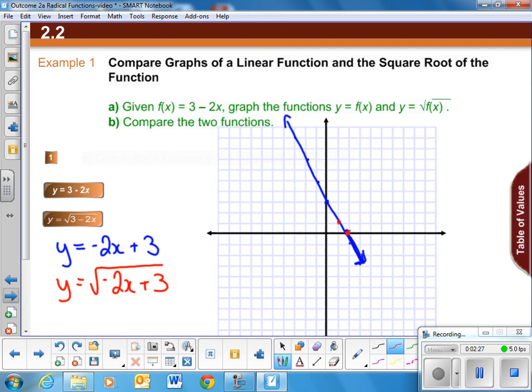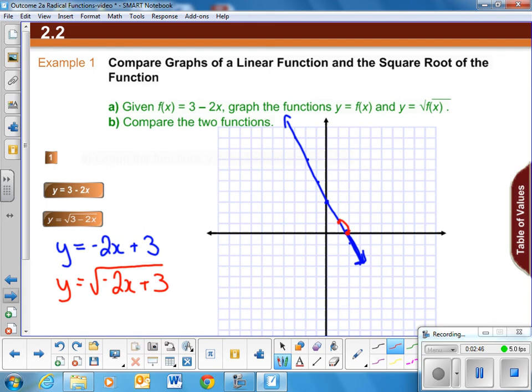What happens in between those 2 points? If I look at a y value of 1/2, the square root of that is a number that is slightly larger than 1/2. And so all of the values in between 0 and 1, when we take the square root, are going to become slightly larger.